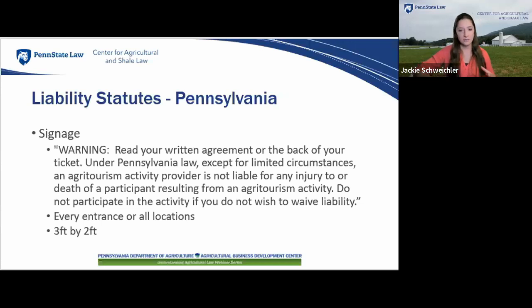And they need to be placed in a way that they're easy to observe and see by the participants of your activity. And then the language on the sign warns participants to read the agreement that was provided by the operator on the ticket or the waiver. The sign explains to participants that the agritourism operator will not be liable for injuries should the participant be hurt while they are on the farm. So very typical language. And I think you can actually buy these signs right from Farm Bureau if you're not interested in making your own.